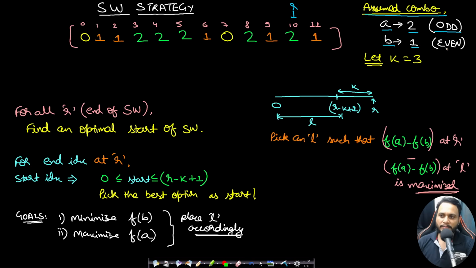B is 1, that means the frequency of 1 must be even to make a window valid, and the window size must be greater than or equal to 3. Once we know this, if the right pointer is at 10, where will you place the left pointer? Since the window size can be greater than or equal to k, at least it should be k, so the left pointer can be placed either at 8 or at any index ranging from 0 to 8, isn't it?